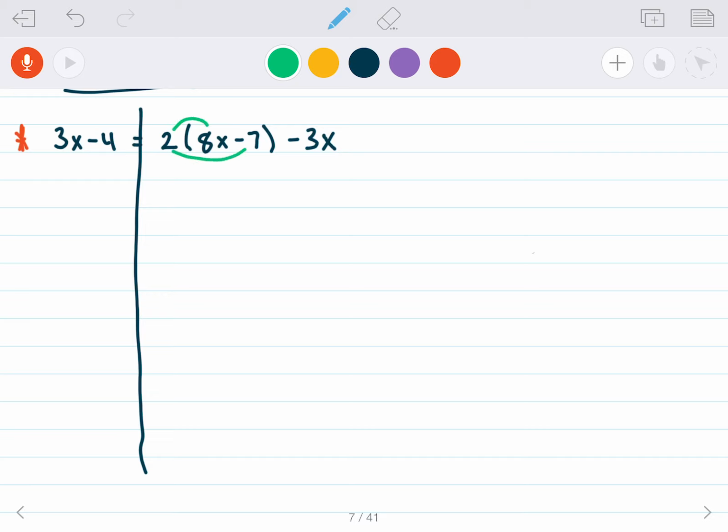So 2 times 8x is a positive 16x. 2 times negative 7 is a negative 14. Alright, those are gone. Moving on to step 2. Do I have like terms to combine on each side? On this side, no. I have an x term and a negative 4. That can't combine. But on the right side, I can combine 16x and a negative 3x to give me a positive 13x. So those combine to positive 13x.